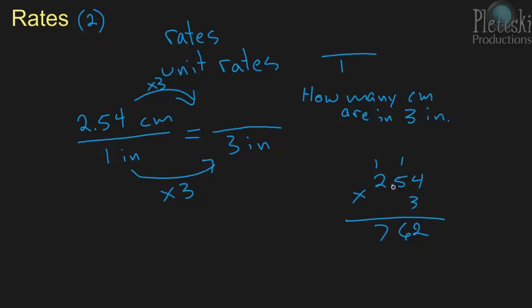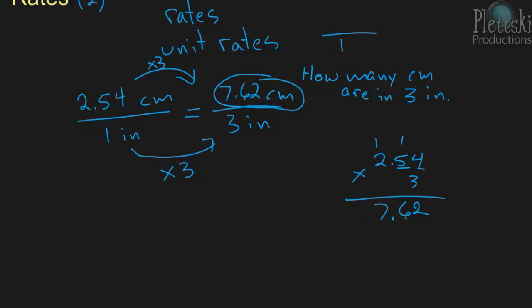And then you count how many spaces to the right of the decimal in our problem, and we have 2 in the first number and 0 in the second number. So our decimal needs to be 2 places in. So we have 7.62. So 7.62 centimeters are in 3 inches. And that's our answer. Okay, so that's using a unit rate to solve a problem.